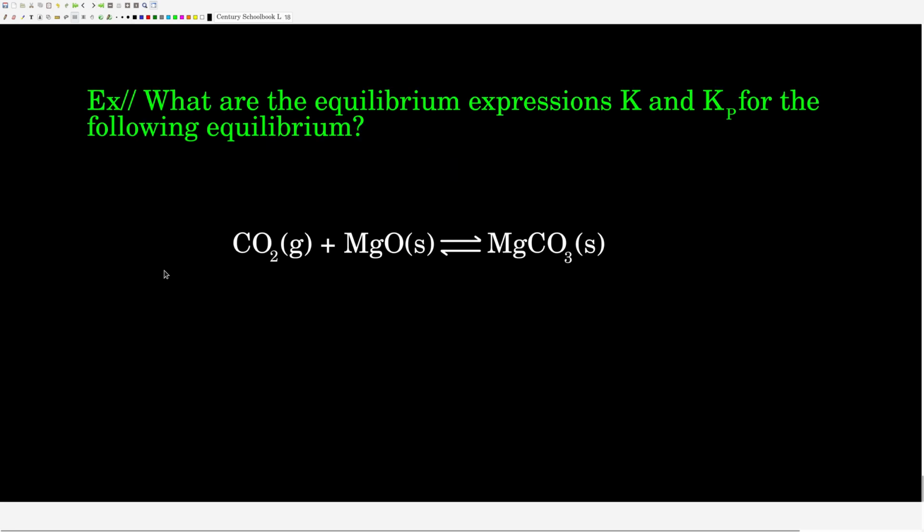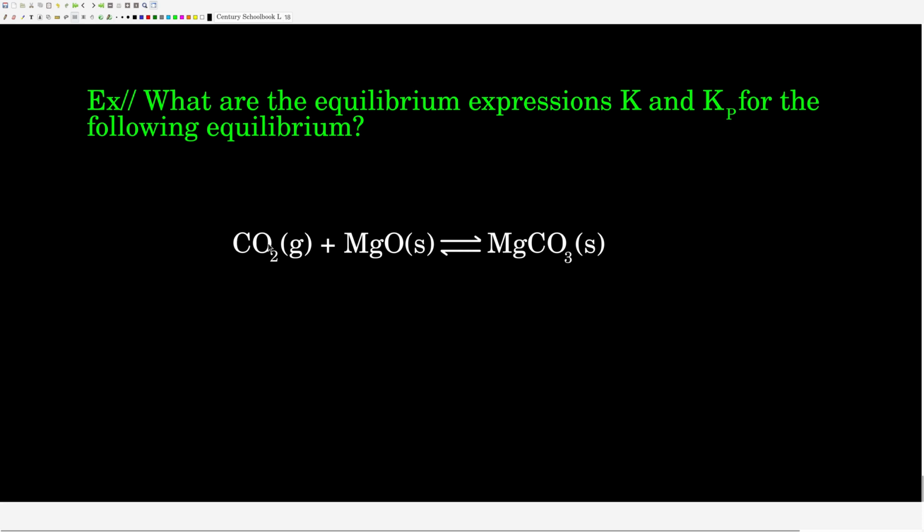So, what are the equilibrium expressions? Here's another example for K and Kp for the following equilibrium. I'm not asking for values, just the form. When I ask you to write down an equilibrium expression, it's just K equals something over something, or Kp equals something over something. So here we go. Go ahead and write it down real quick and come back when you get an answer.